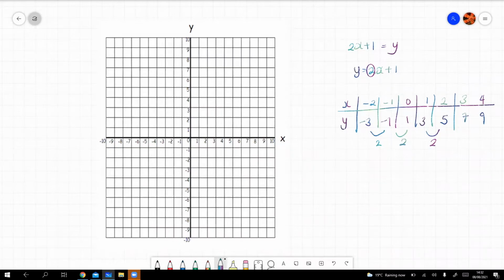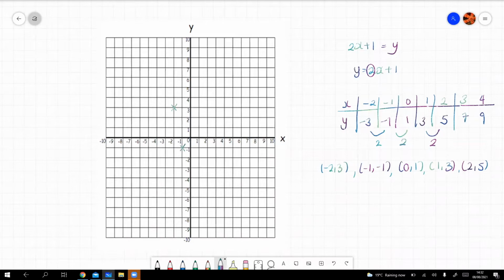Okay. So let's write down the coordinates first. I would have -2, 3; -1, -1; 0, 1; 1, 3. I'm just going to end up with 2, 5. I can do 3, 7, and 4, 9, but I'll just leave it. Okay, plot your coordinates in the graph, -2 and 3. -1, -1, is it? Okay.